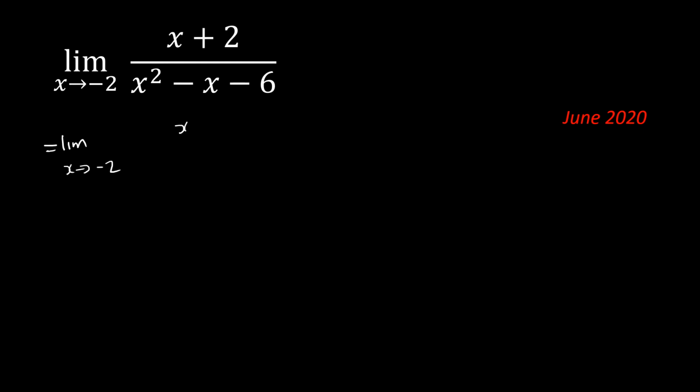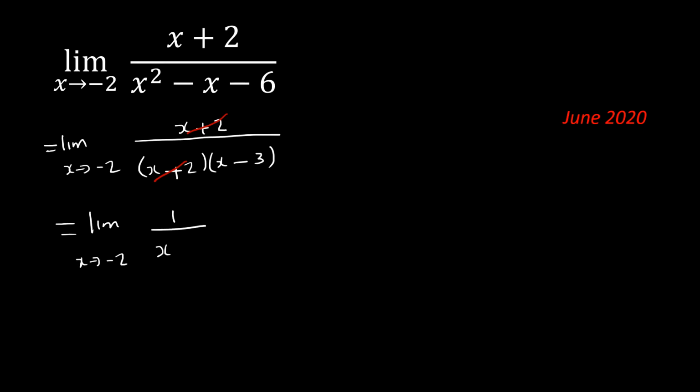If we simplify the bottom, since we have a polynomial, we know the factors of 6 to give us 1 are 3 and 2, which is x minus 3 times x plus 2. So do you see your x plus 2 and x plus 2 cancel? Now I'm left with limit x approaches negative 2, 1 over x minus 3. Now if I substitute, I have minus 2 minus 3. So my answer is negative 1 over 5. Just like that, and it's done.